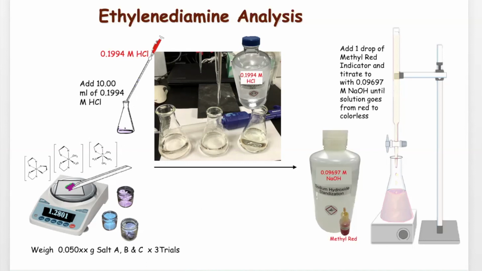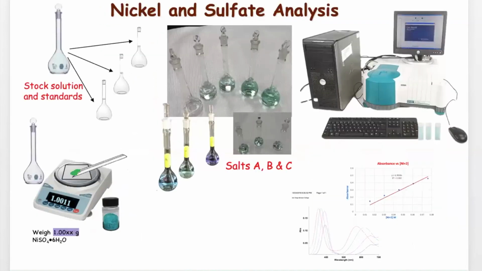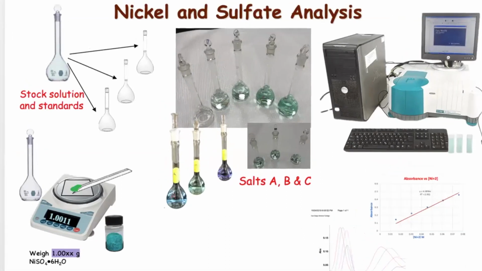So in this part right here, this is the second part. This is the nickel analysis. So what happens is that you weigh a certain amount of your salt, again, all 3 salts. You weigh it, and then I take that back. I'll hold off on that statement. You take the original starting material, the nickel sulfate hexahydrate. You weigh a certain amount, you make a stock solution. And then from the stock solution, you do a serial dilution. So you make 3 solutions from that stock solution that are lower in concentration.